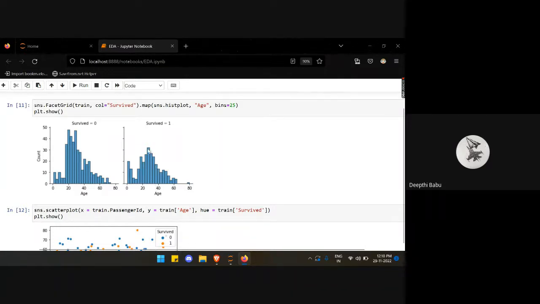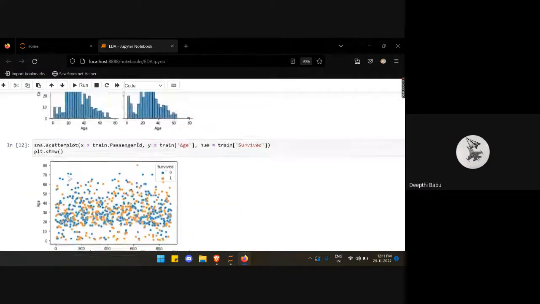You can see it at 30. So basically now I can tell that your age doesn't give me any actual values of whether they have been saved or not, because most of the people were in the range of 20 to 40. So it's going to be hard for us to say. But you should know.